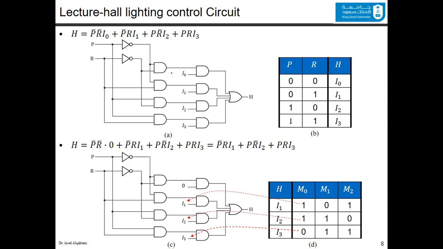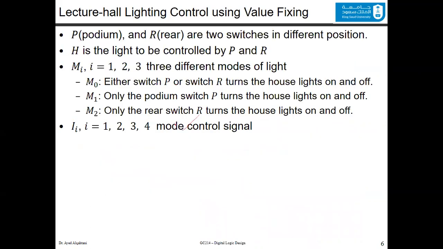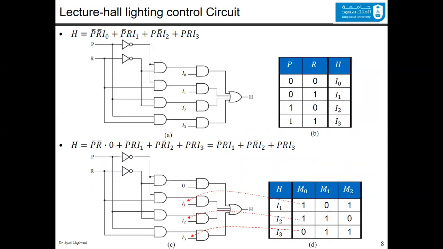Now, to draw the block diagram, we know that we can define those 4 I's, or capital I's, which we define here. It's called mode control signals, and we choose the I in the diagram to be 0, 1, 2, and 3. So you can see that this is I0, I1, I2, and I3.